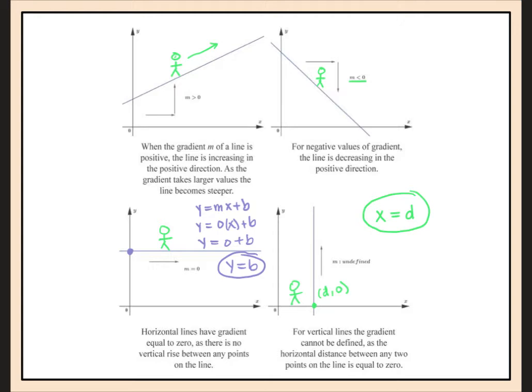So again, horizontal lines are y is equal to the y-intercept, and the vertical line is going to be x is equal to the x-intercept. So go ahead and note that difference, and we're going to practice more in the future how to find those equations more easily.